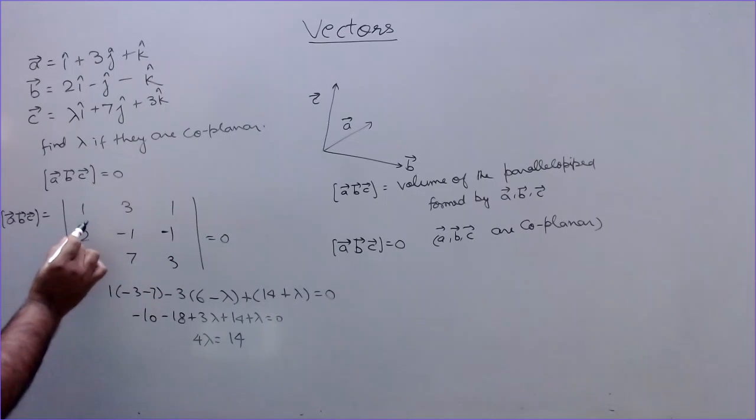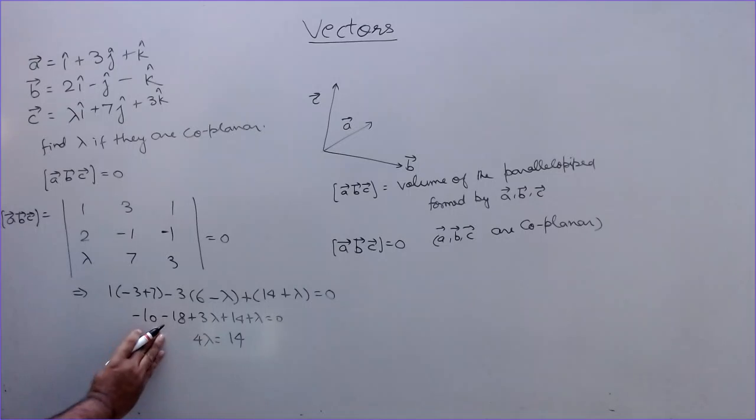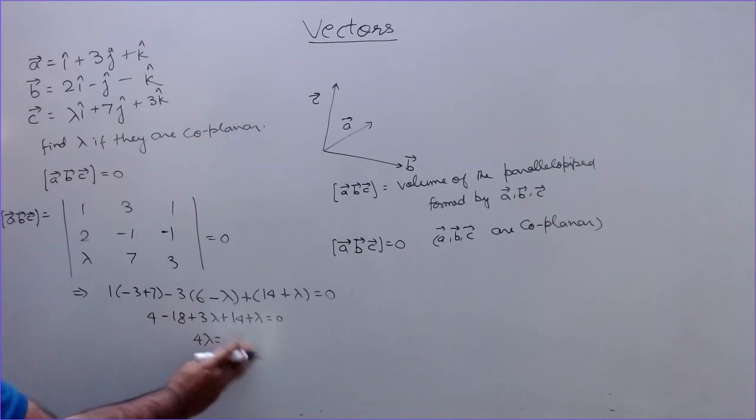So this should be minus 1. So I will make the change. 1 into minus 3, this will be plus 7. So this is 4. 4 lambda equal to 0, so lambda is 0. So lambda equal to 0, only then these three vectors are coplanar. This is called the scalar triple product of three vectors. Again, a very important concept when you will be using it further to solve the questions.